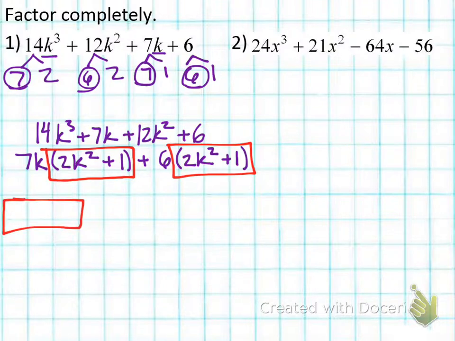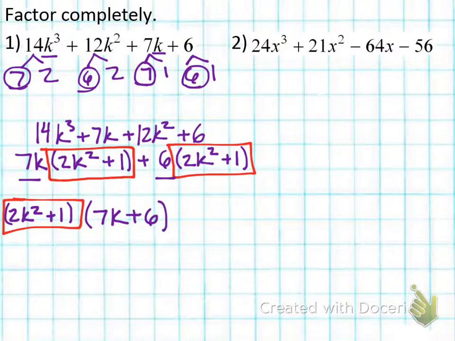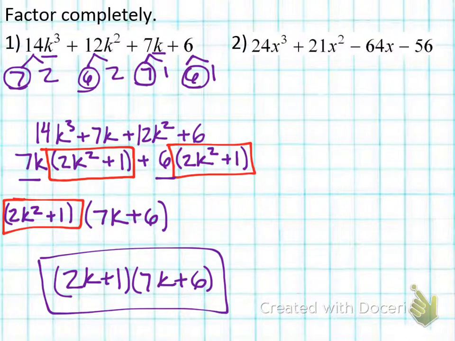So I take what's in the rectangle, I'm going to factor it out here and then write what's left. So 2k squared plus 1 goes in here. Then what's left when I factor that out here, I have a 7k. And for the second term, I just have a positive 6 left. Okay, so I'll just rewrite my answer then without the red box. So I have 2k, this should be squared actually, 2k squared plus 1 times 7k plus 6. Okay, so that's my final answer for number 1.